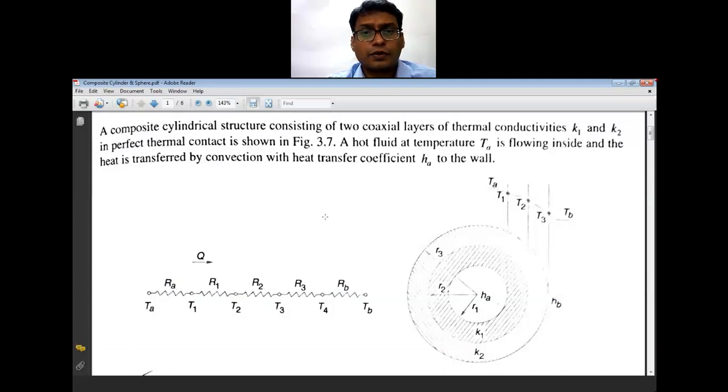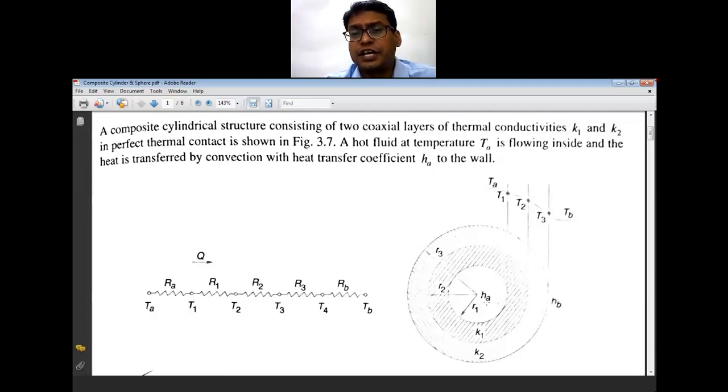Now we will go for the two cylinders. That is a composite cylindrical structure consisting of two coaxial cylinders. So the radius R1, radius R2 and radius R3. R1 and R2 is the inner cylinder, R2 and R3 is the outer cylinder.